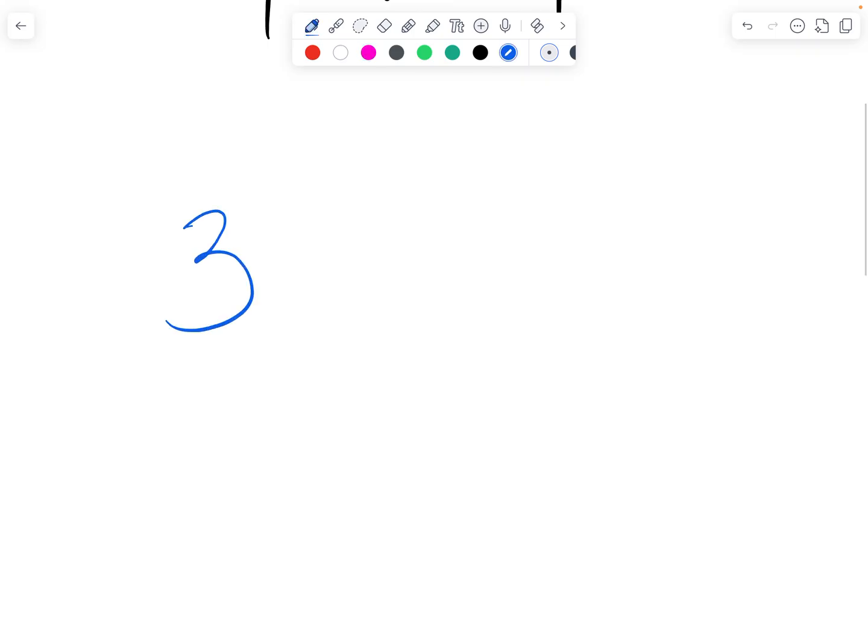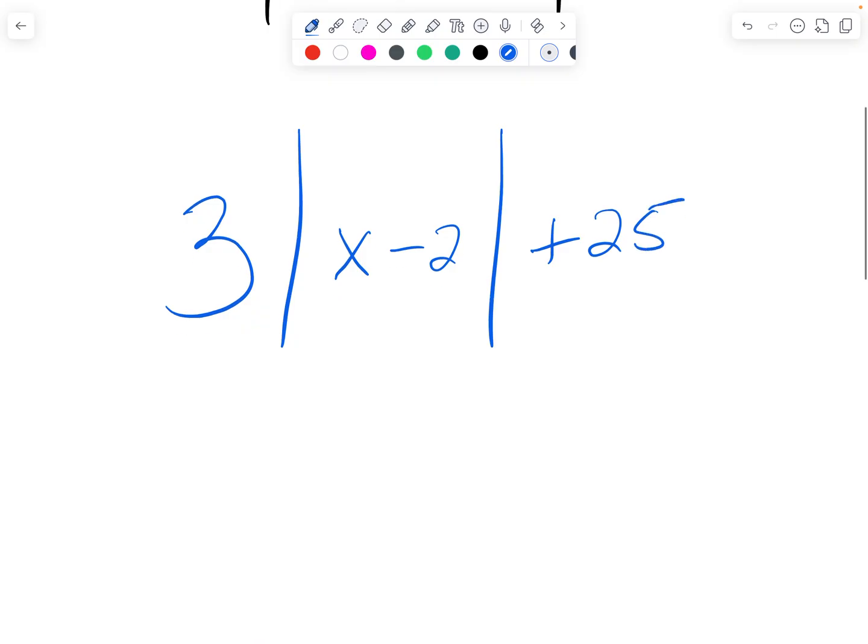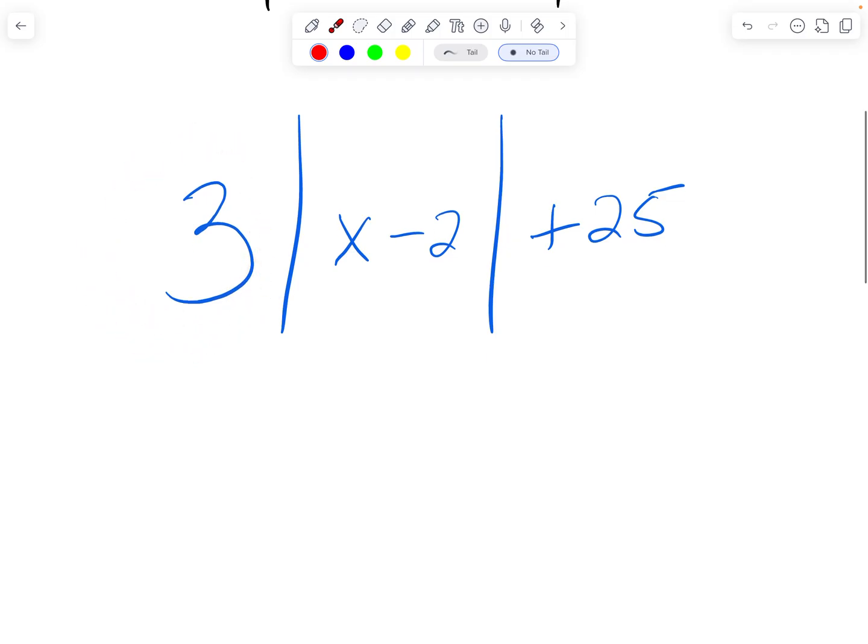So let's do 3 times (x minus 2) plus 25. All right, see if you can list all the transformations. Okay, so I'm not going to write these down, so just listen. This is a horizontal translation. It goes to the right 2, and it goes up 25. So it goes right 2, up 25. This right here is a vertical stretch by a factor of 3. Let's do another one.